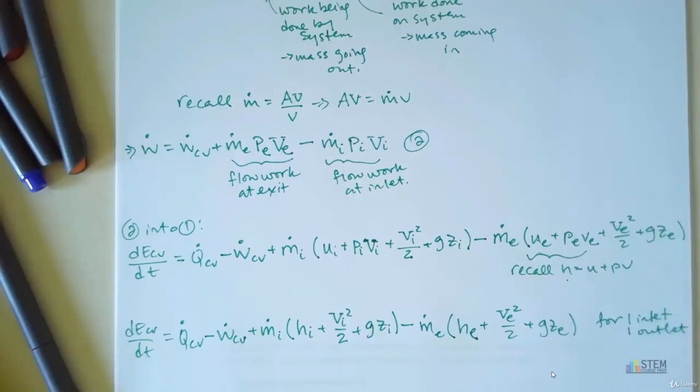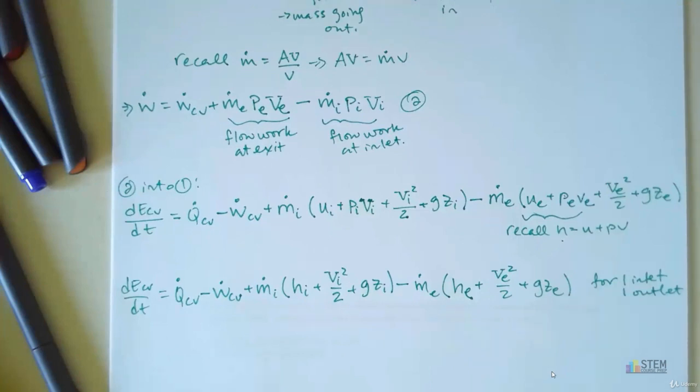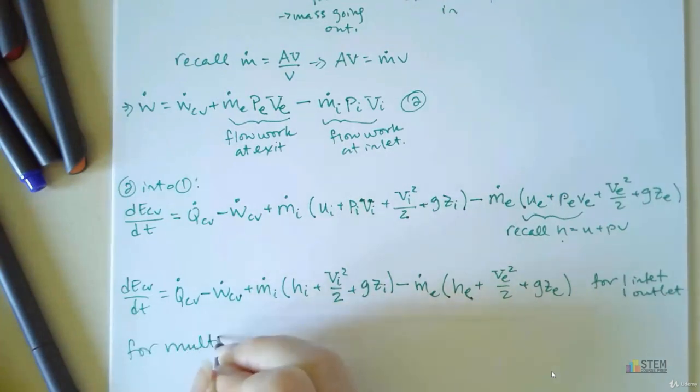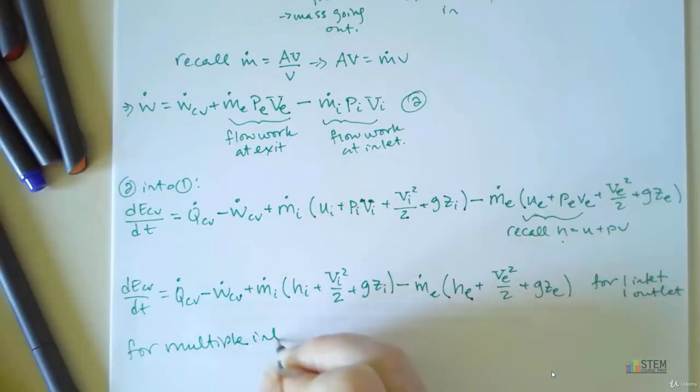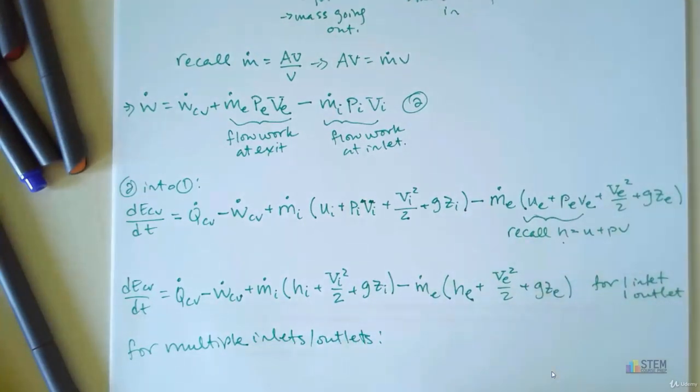We're not always going to have one inlet, one outlet. A lot of the times we will have multiples. So let's do our final equation, and this one will be for multiple inlets and outlets. So easy change, we just need to add in a summation or two.